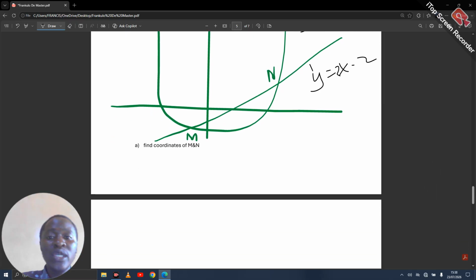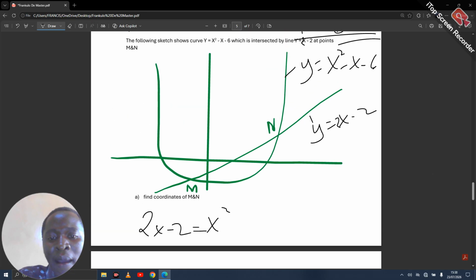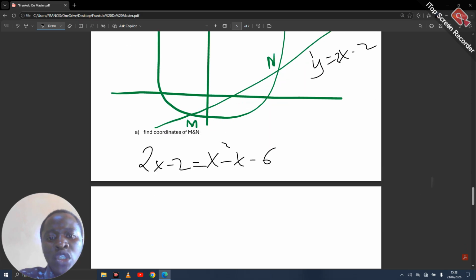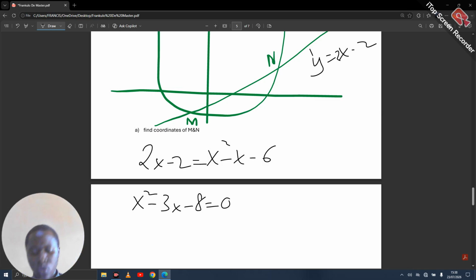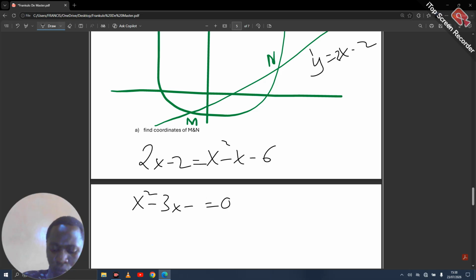Like I've said, when two things meet, they are equal. So your work is to equate. So 2x minus 2 equals x squared minus x minus 6. So we shall have x squared minus 3x minus 8 equals 0. Oh, sorry. Minus 6 plus 2. Yeah, minus 6 plus 2. That one should be minus 4.